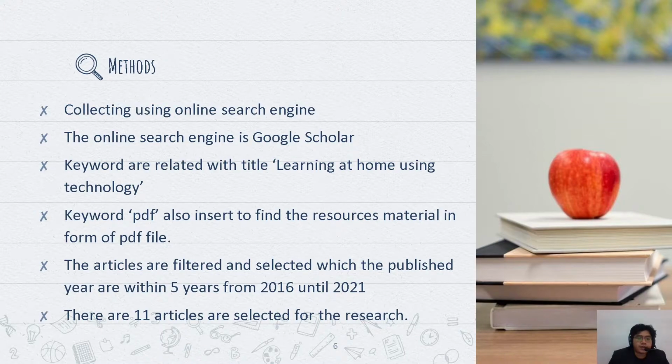The keywords that we used on searching for the articles or research materials must be related to the title, which is learning at home using technology. We also added the PDF keyword at the back of every search keyword, because we wanted to find the articles in PDF file form. The articles were filtered and selected with published years within 5 years, from 2016 until 2021. There are 11 articles selected for the research.